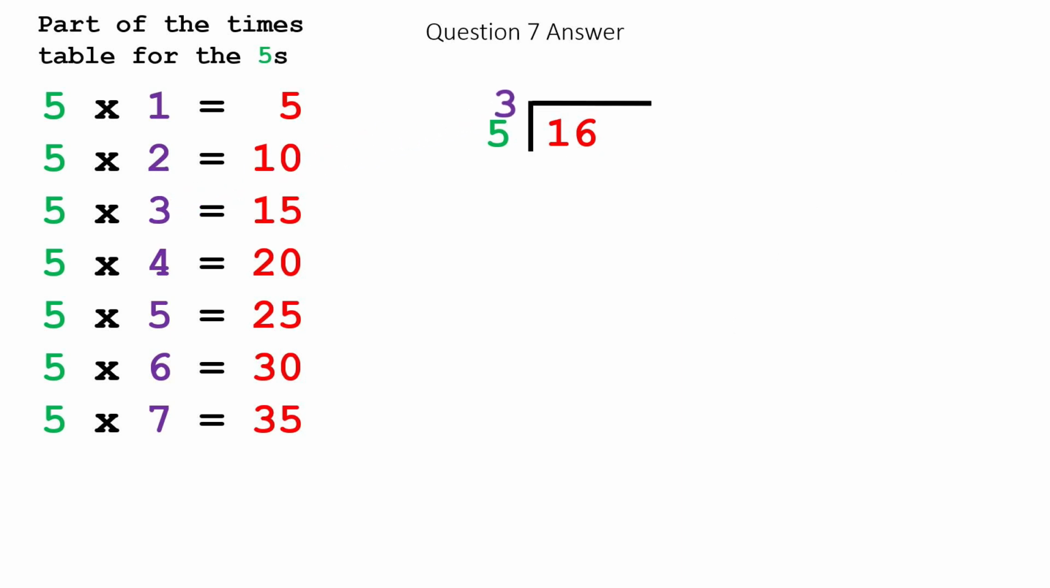We write the number 3 in the answer space above the 16, since we divided 16 by 5. Next, we multiply this new digit in our answer, which is 3, with the divisor, which is 5. We have 15, so we write 15 here. Please note that we need to line up the ones place in our new product with the new digit in the answer. Next, we subtract 15 from 16, and that gives us 1. The number 1 is the remainder.